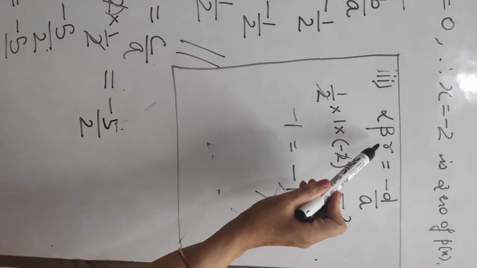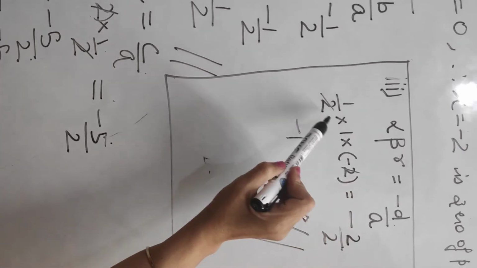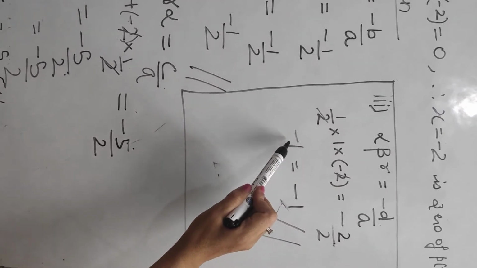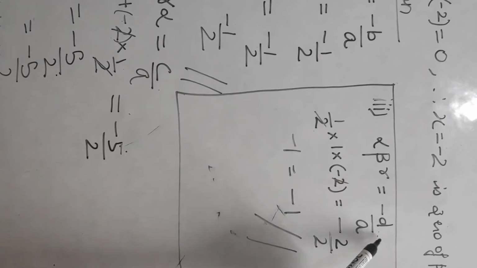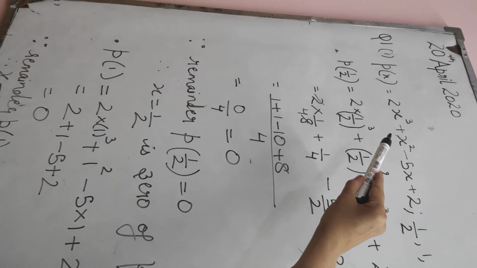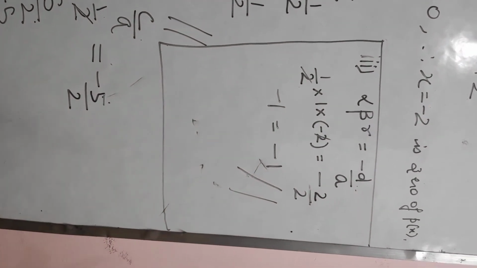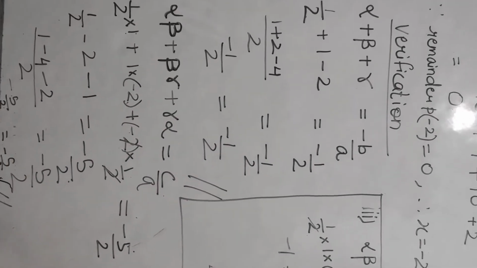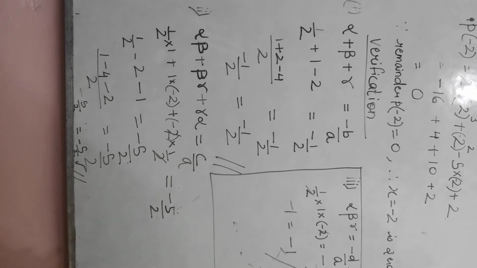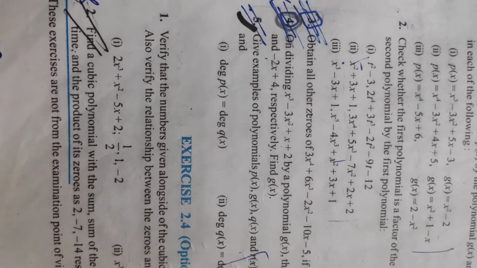Third part, product of the zeros equals minus d by a. So multiplying 3 zeros, 1 by 2, 1 into minus 2. So it comes out to be minus 1. Now seeing the coefficient minus d by a, from the polynomial d is 2 and a is 2. So minus 2 by 2, which comes out to be minus 1. So we have verified all the three relationships. Same thing you will do for the second part as homework. Now coming to question number 2.